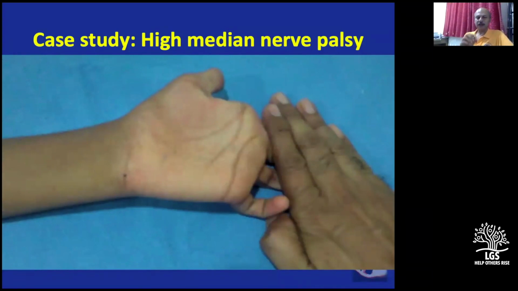So whenever you check for median nerve palsy, one is the visual, you're looking at the movement. Second, we need to palpate to confirm the finding.